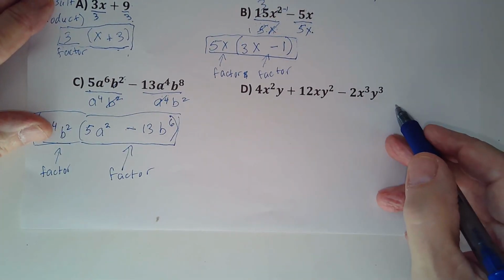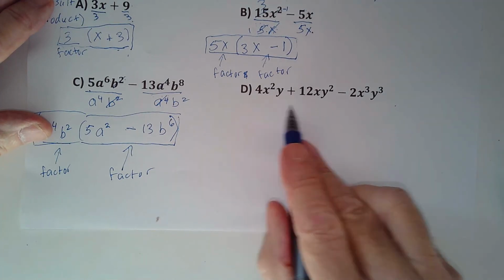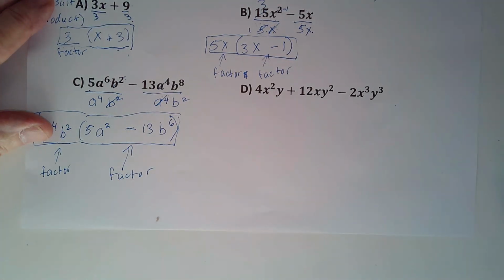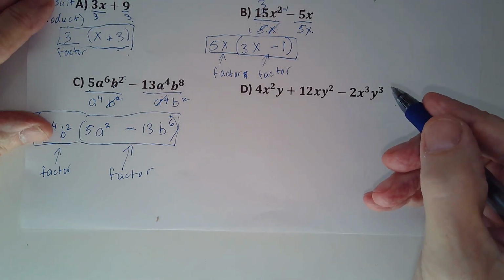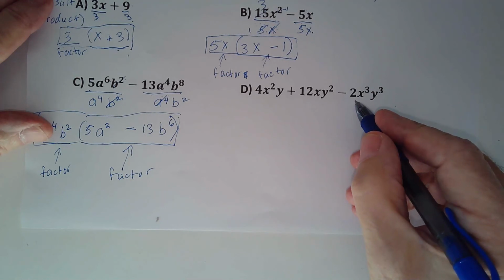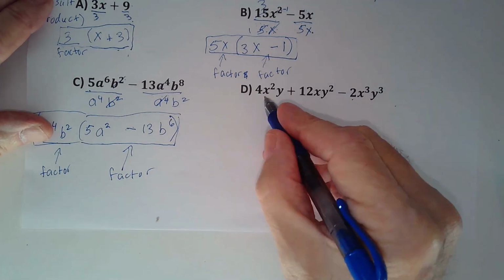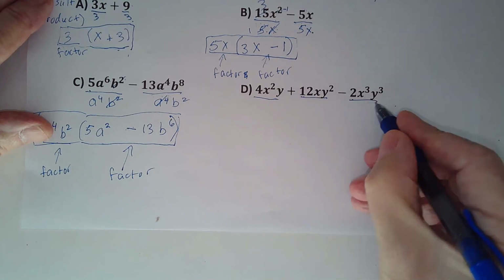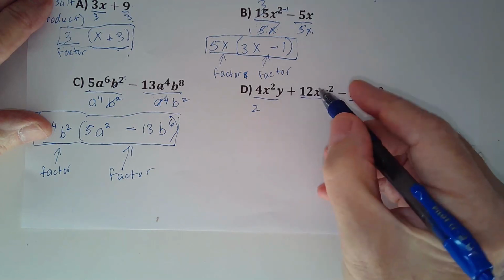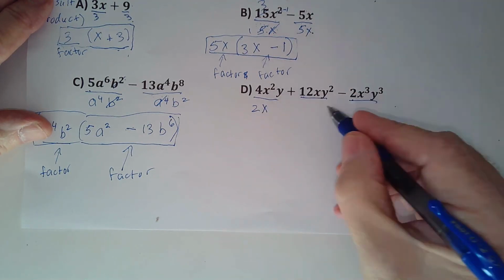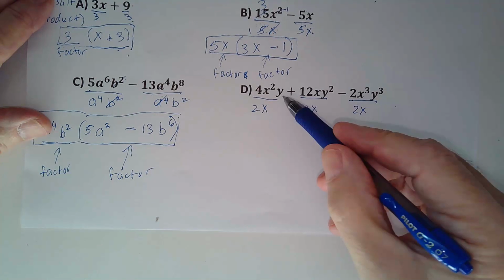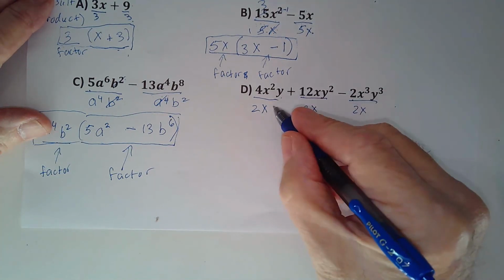Okay, last one. Okay, I got 4, I got a 12, I got a negative 2. I can divide out 2 out of all of these. So again, you always go to your lowest common factor, okay? So I'm going to divide out a 2 out of each one of these. And then I have x squared, x, and an x cubed, so I can divide out at least an x out of all of these. Okay. And then I've got a y here, a y squared here, and a y cubed here, so I can divide out a y out of all of these.